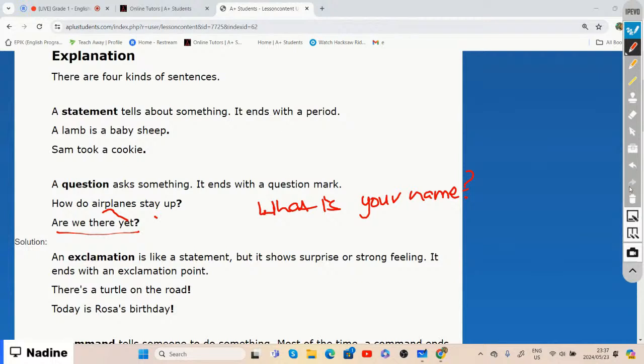So that is questions. A question asks something, and we need to add a question mark at the end of our sentence. And a question mark indicates that a question was being asked, right?